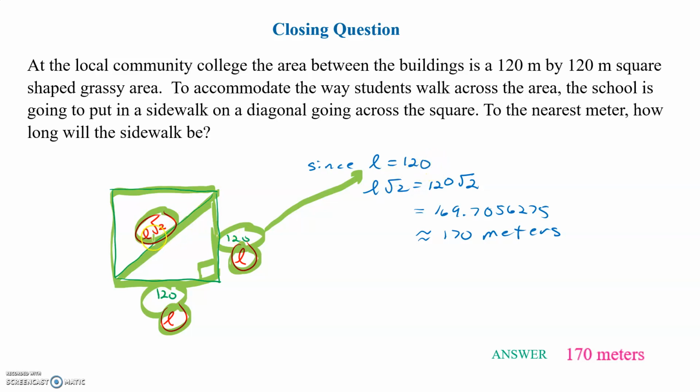So now, if I want to find L square root of 2, I substitute in 120 for L. And I have L square root of 2 is equal to 120 square root of 2. Put that in my calculator, I get this long decimal, which they round to 170 meters. So that is the lesson for applying the Pythagorean theorem.